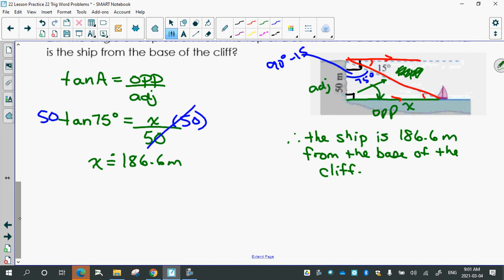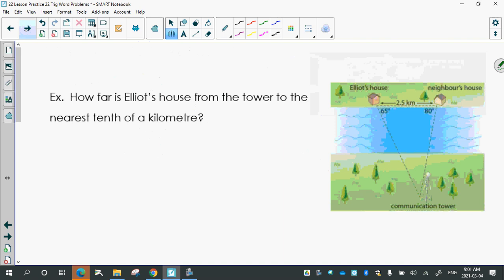Any questions about that one? Okay, so far so good. All right, how far is Elliot's house, which is here, from the tower, which is here, to the nearest 1/10 of a kilometer? So this is what they want, Elliot's house to the tower, so this is going to be my x. Does that make sense to everybody?